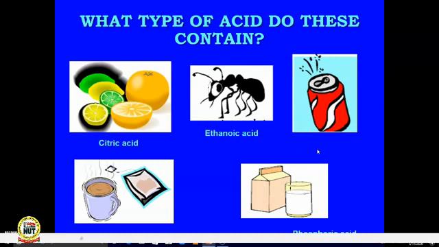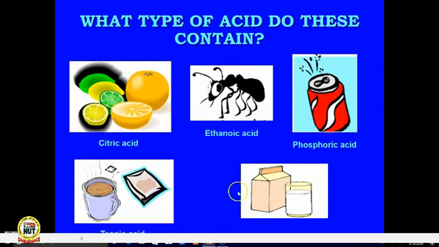Then we have the phosphoric acid in the fizzy drinks like Coke, Fanta, Pepsi, and all of that. We also call it carbonic acid, don't forget, because they are carbonated drinks and they contain that. Then here I have the tannic acid. The tannic acid has something to do with tea, the Lipton and the other brands that you take.